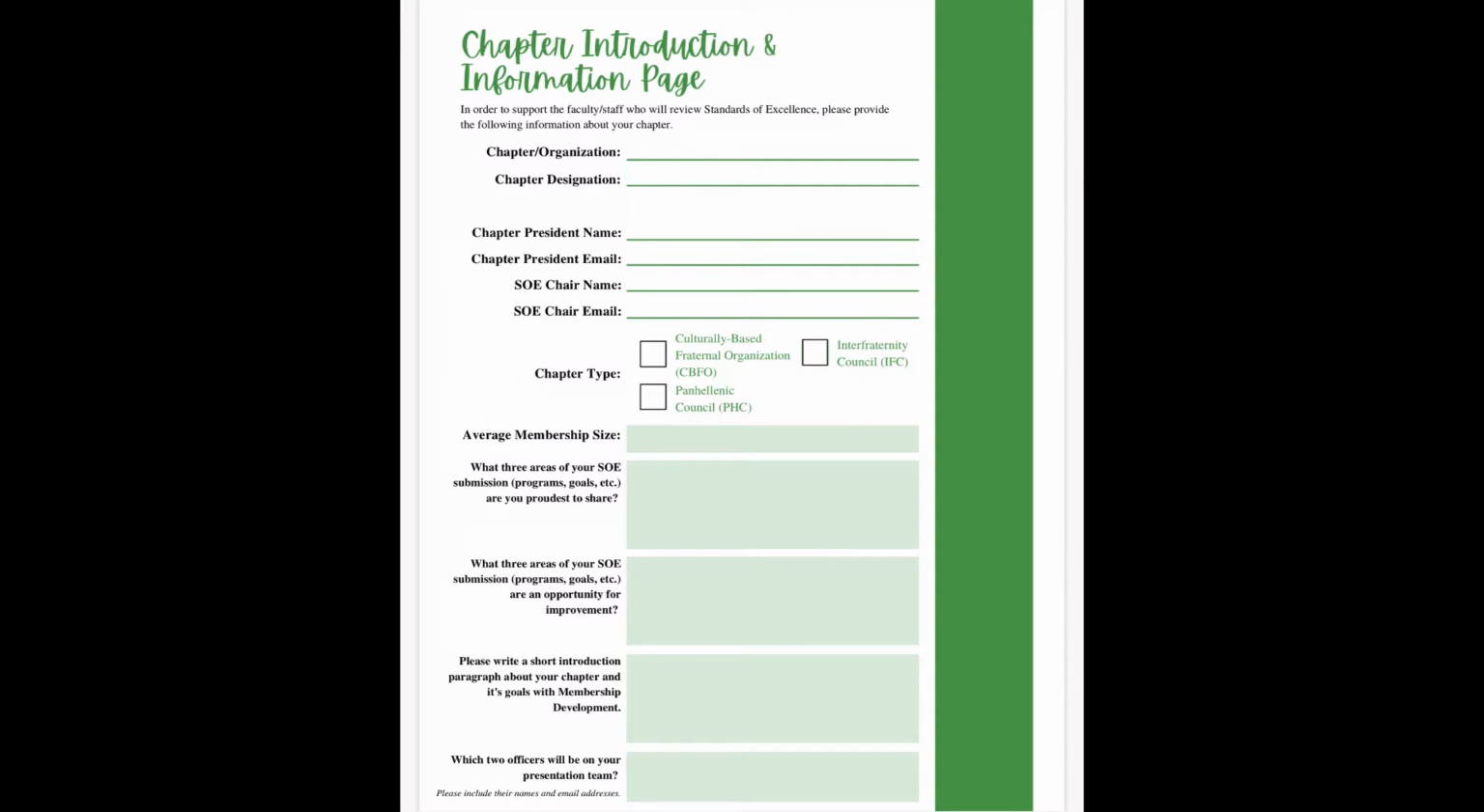Following the 2021 submission, chapters will be prompted to provide a short presentation about the Standards of Excellence submission to FSL staff and partners. This presentation will mirror the standards self-evaluation chapters are required to complete and will allow chapter leaders to explain more information about their goals.